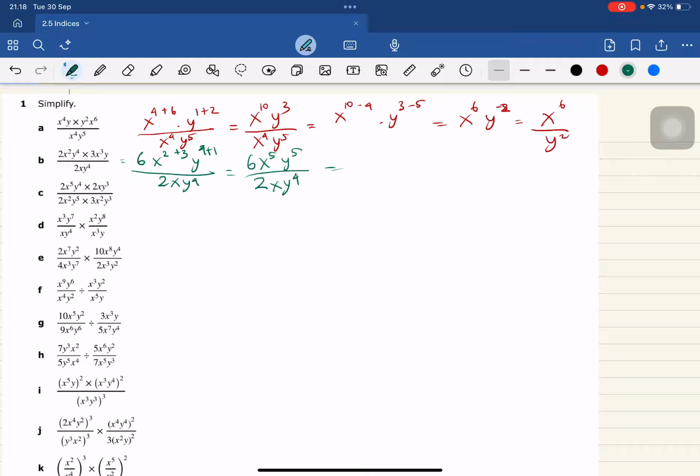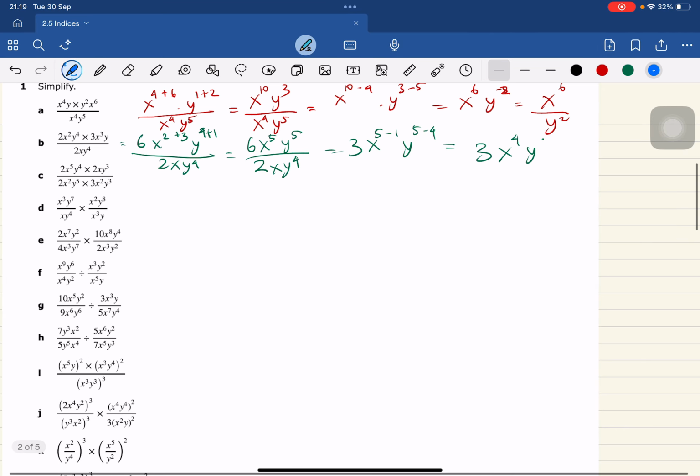Okay, 6 divided by 2 is going to be 3, and then x power of 5 minus 1, then y power of 5 minus 4. The final answer is going to be 3x power of 4 and then y power of 1, which we don't have to write. Next for C, we can skip through the process.